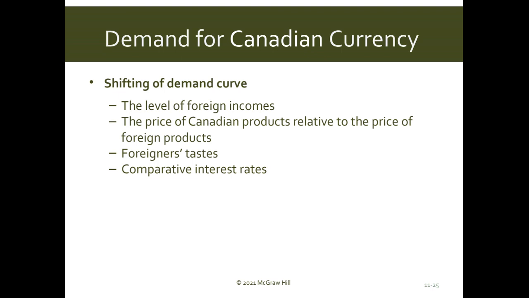Number one, the level of foreign incomes. So suppose per capita income in the United States increases, then US consumers will buy more products from Canada, and therefore you export more. That is why we normally say that you have to have prosperous neighbors. Because if your neighbors are prosperous, then you'll be able to sell more. If your neighbor is not doing well, then what are you going to do? They are not going to buy from you because they are struggling to even survive.